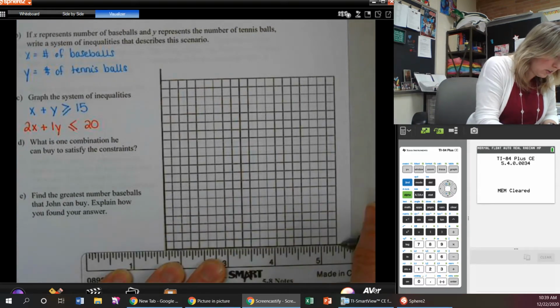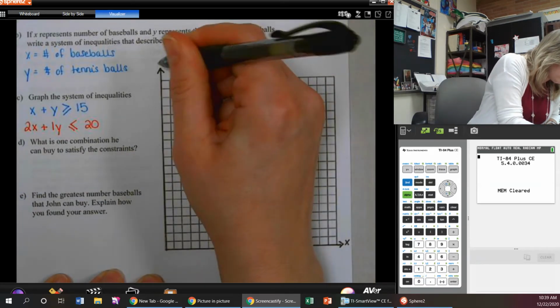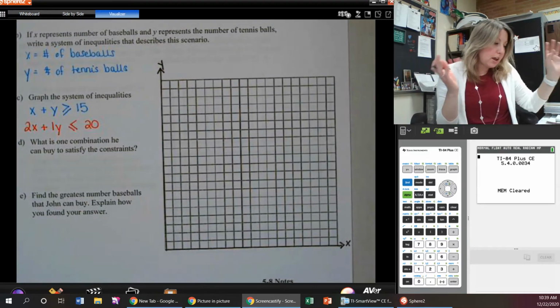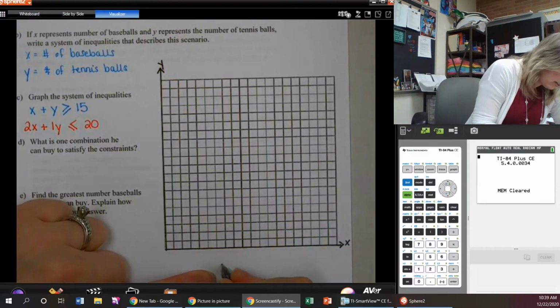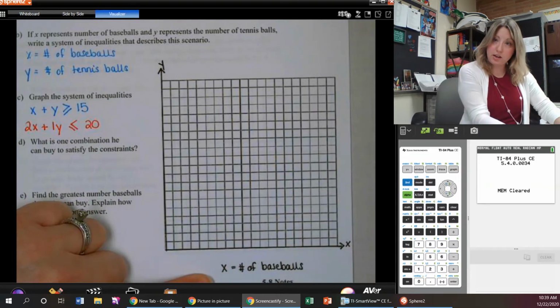Okay, just like this. So I'm just enhancing the two sides. So you've got an x-axis and a y-axis. I'm just enhancing those two sides. And I want you to remember that x equals number of baseballs. And this is the x-axis.